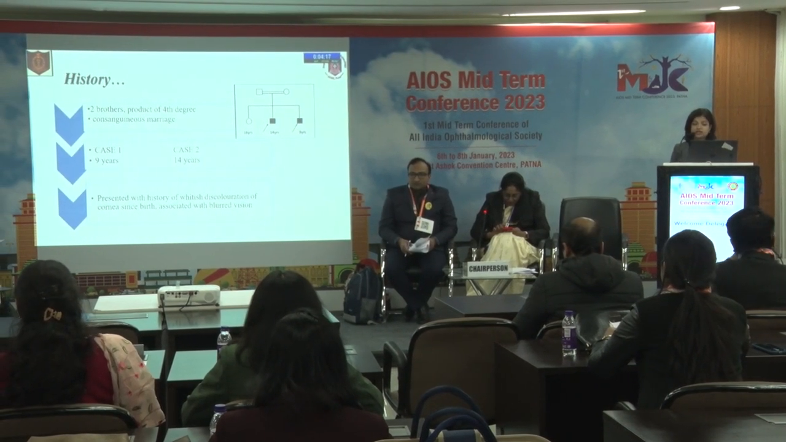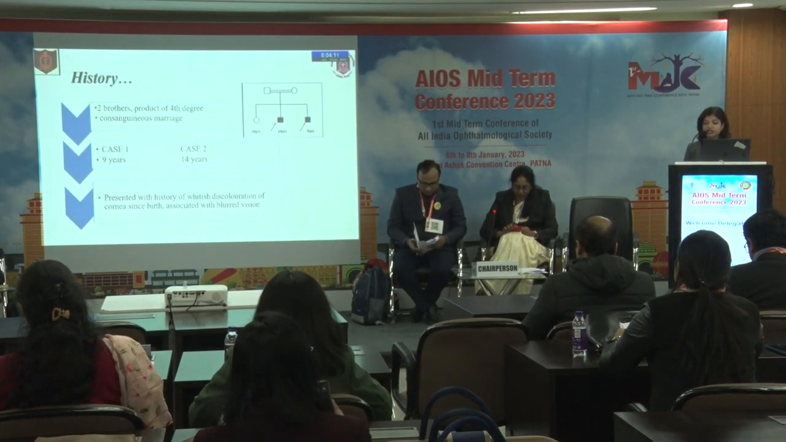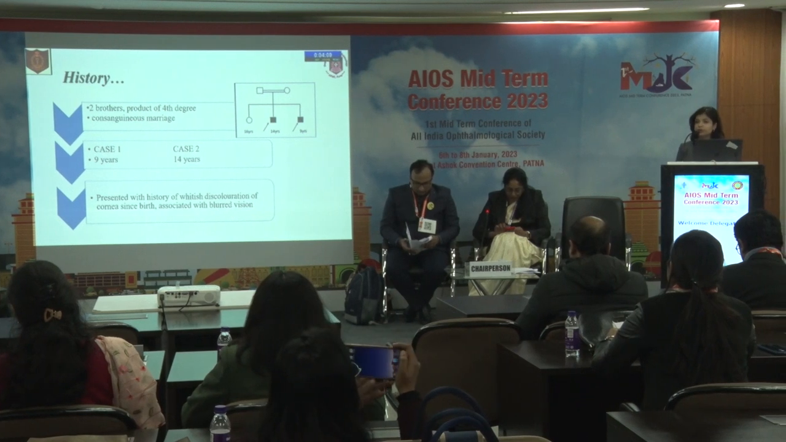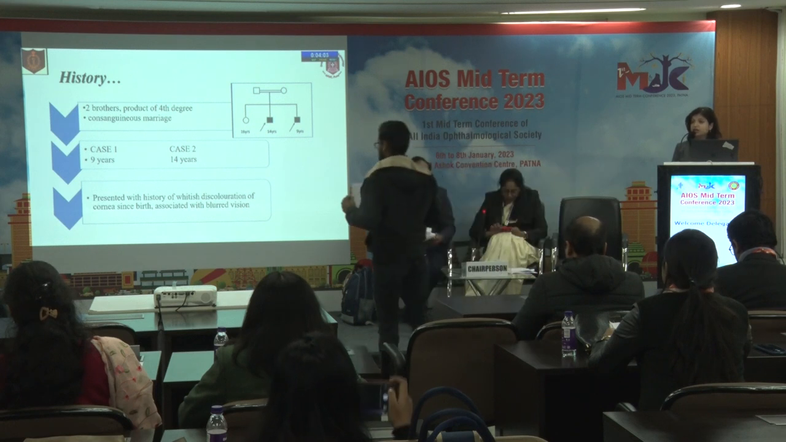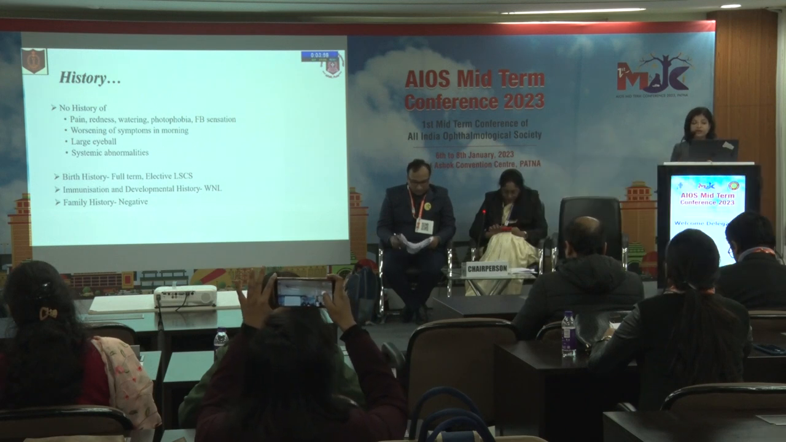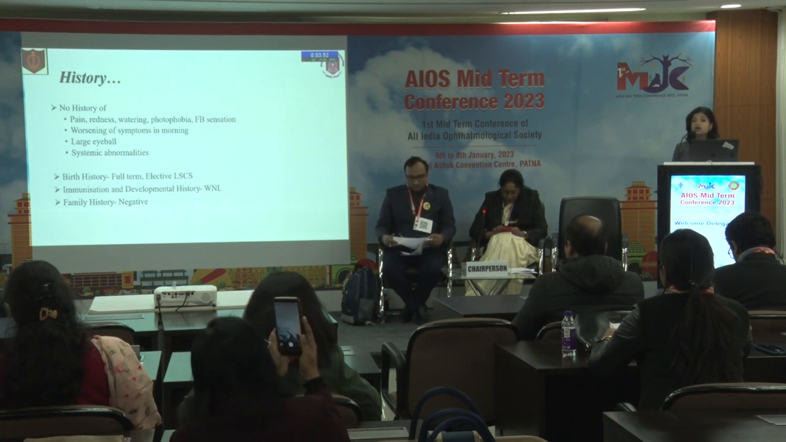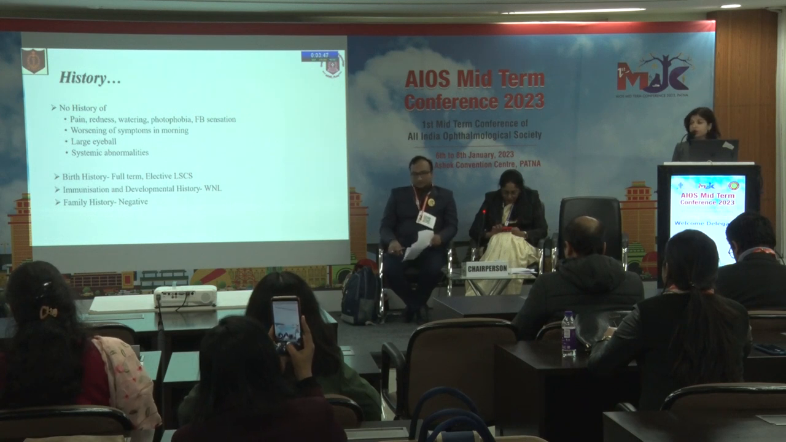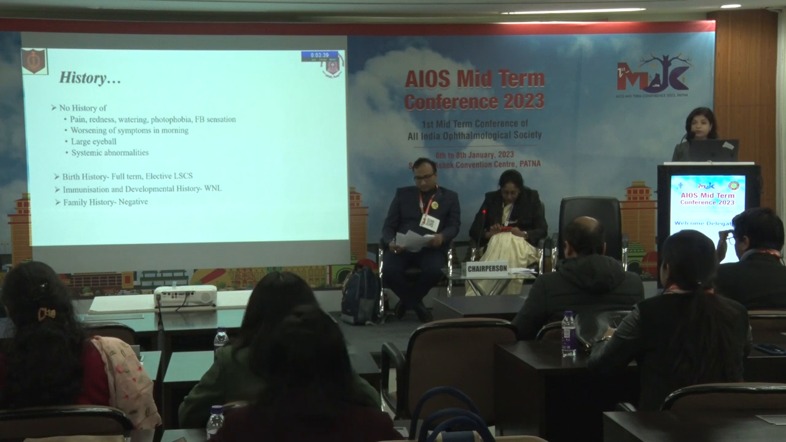Herein, we describe the cases of two brothers who are products of a fourth degree consanguineous marriage, case 1, 9 years of age, and case 2, 14 years of age. Both of them presented to our OPD with a history of whitish discoloration of the cornea since birth, associated with blurring of vision. There was no history of pain, redness, watering, photophobia, foreign body sensation, or worsening of the symptoms in the morning hours. There was no history of large eyeballs or systemic abnormalities. Both children were born at full term by elective caesarean section and were immunized as per the universal immunization program. Nothing significant was observed in the developmental or family history.